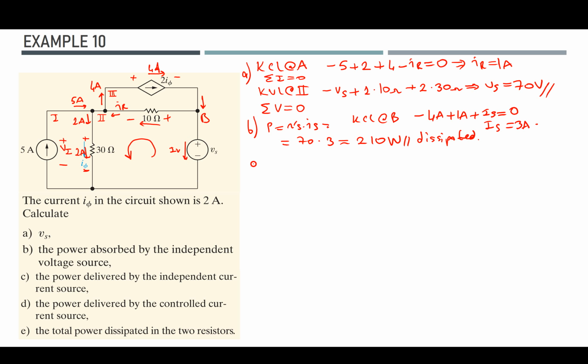So the power delivered by the independent current source can also be calculated. At the very beginning I mentioned that the voltage of this current source can be calculated as it is in parallel with the 30 ohm resistor. So it's going to be 2 amps times 30 ohms, and it's going to be 60 volts. However, if you take a closer look, the chosen voltage direction is opposite.